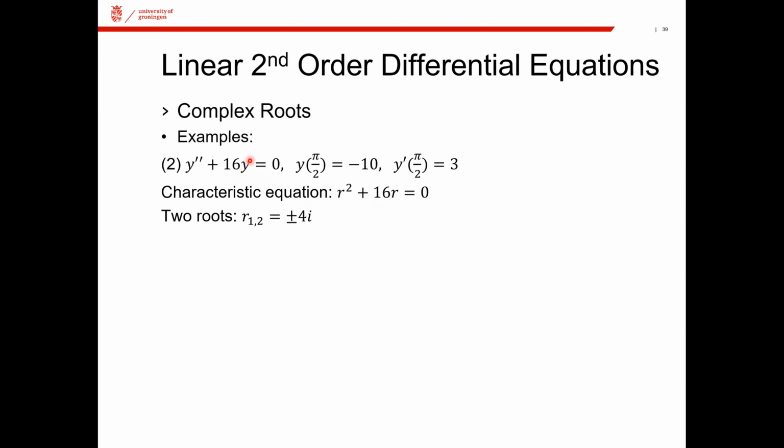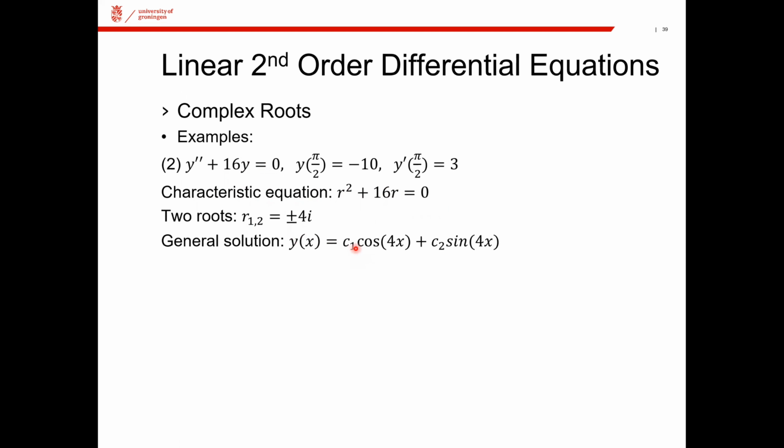Because this is not y prime, the coefficient of y will be the constant term in the equation. So here it should be 16, not 16 times r. Okay, the two roots are plus minus 4 times i, and we have the general solution.